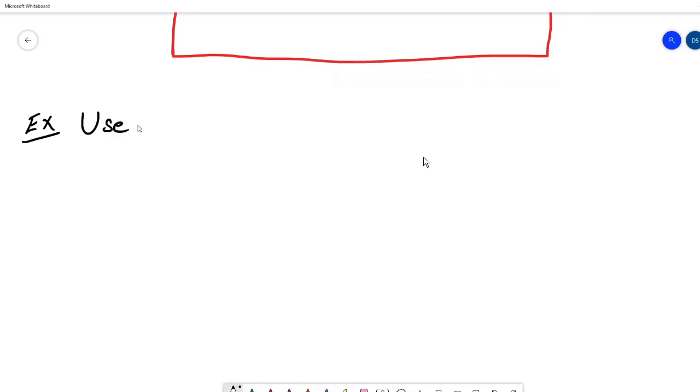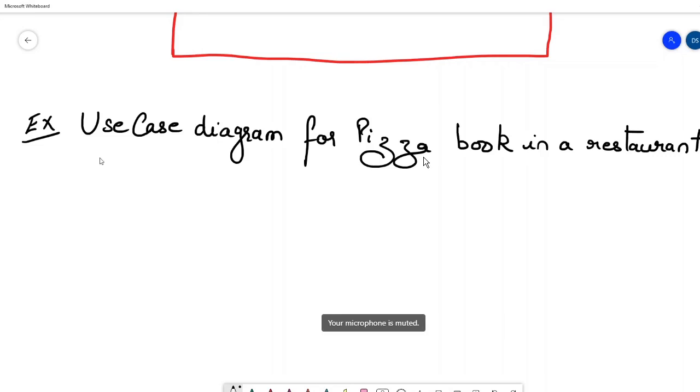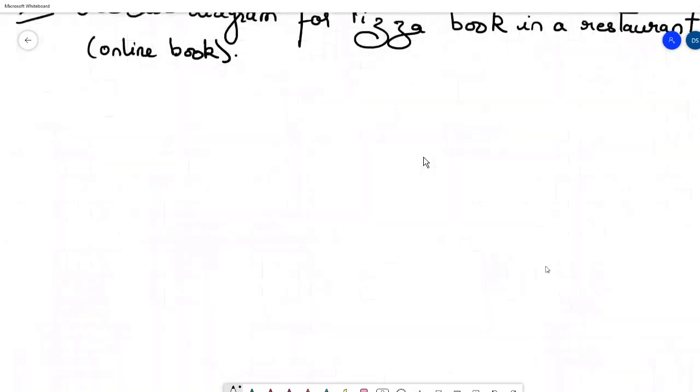Use case diagram for pizza booking in a restaurant. Let's talk as if we are doing online booking. Now you can try for both, online and offline bookings. Let's see how we can draw this one.